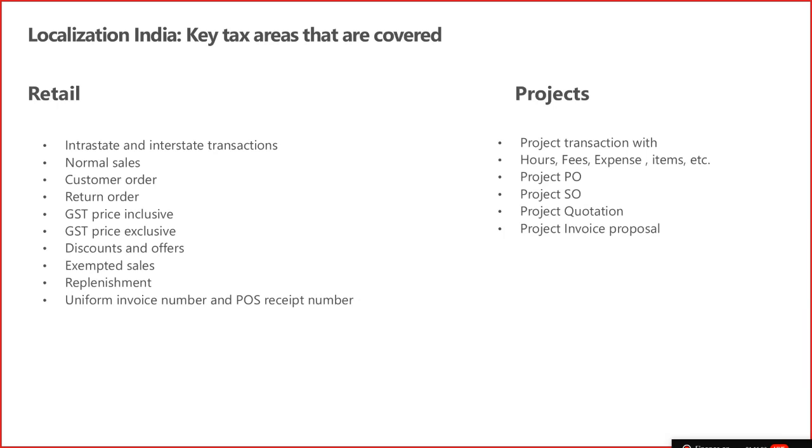Then the project transactions are also localized. Hour journal, fees journal, expense journal, item journal. All these journals are localized and made compliant with the GST. Project PO, project SO, project quotation, and project invoicing. For all forms of transactions, we have provided a tax information tab as well as the tax document to see the tax calculations and tax postings.